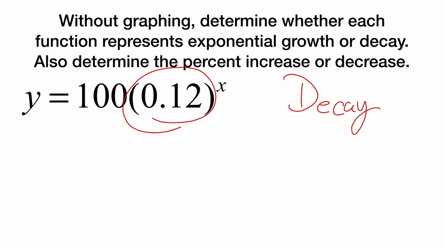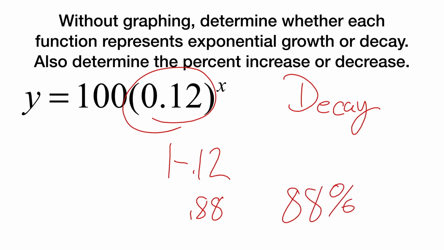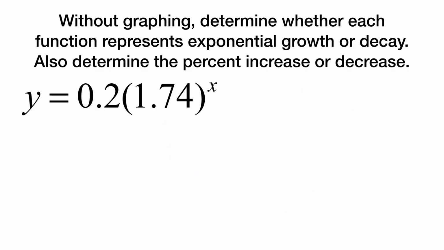Now, you might remember that if we were growing, it was greater than 1. And if we were decaying, it was going to be less than 1. So what we are doing is we are finding the distance from where we are to the level that we have. So from 1 to this. So I would do 1 minus 0.12. And that gets us 0.88, which means it is a decrease of 88%. There we are.